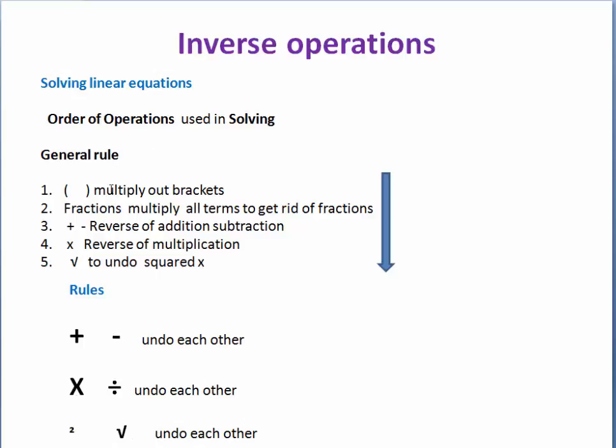So the general rule is that when we get a linear equation to solve, we multiply out the brackets first, if there are any. Then we get rid of the fractions by multiplying all the terms by the denominator. Then we do the reverse of plus and minus, and then multiplication after that. And lastly, undo any squares, x squared or any coefficient squared, by square rooting.